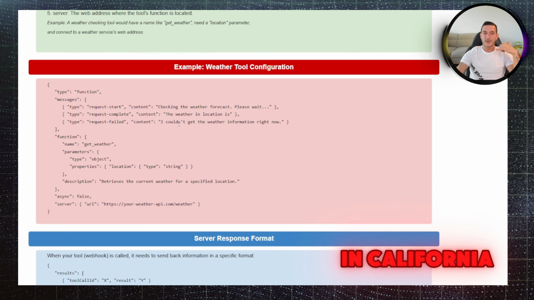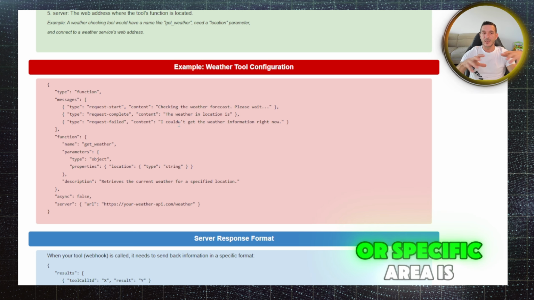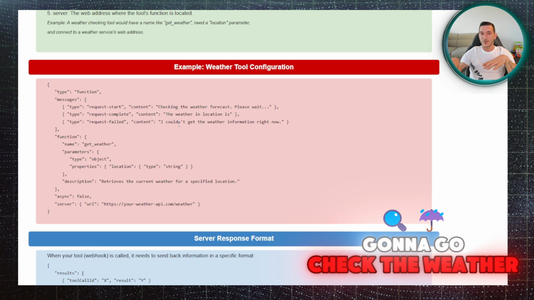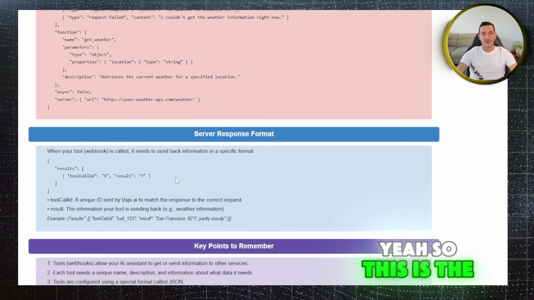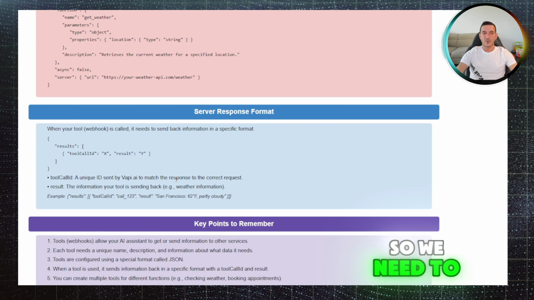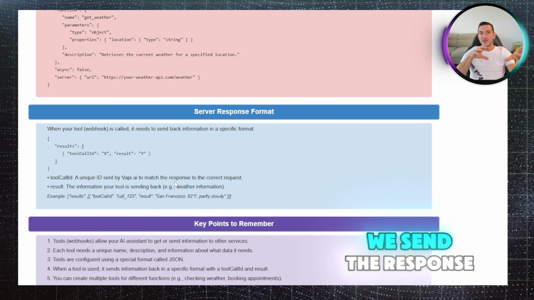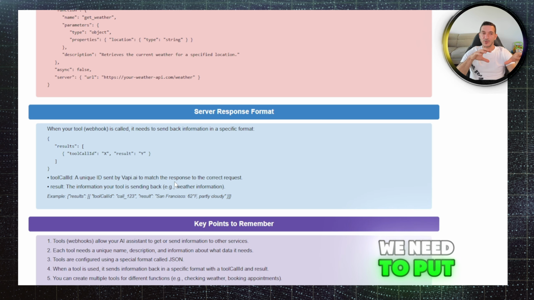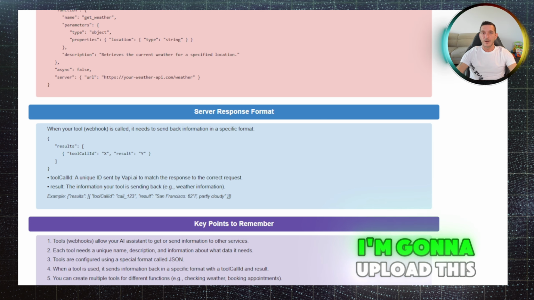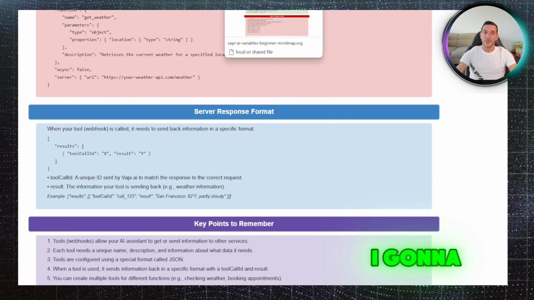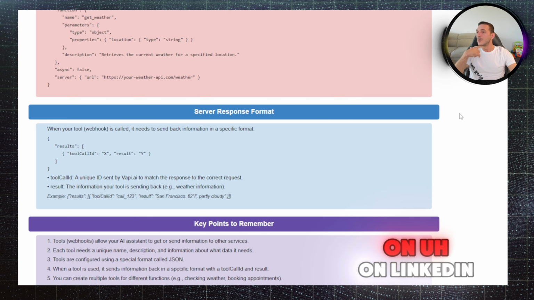Another example is the weather. Can you check the weather in California or a specific area? It's gonna go check the weather, and you get the response with the result. So this is the response format. When we send the response, we need to put the tool ID and the result in there. I'm gonna upload this as well, and put it on LinkedIn.